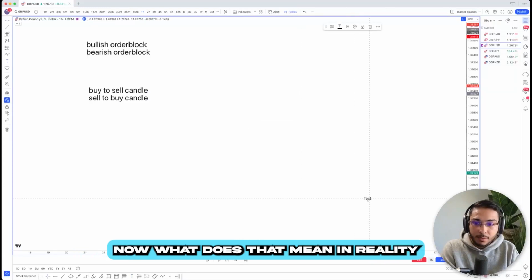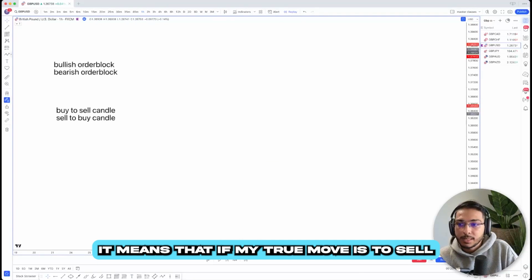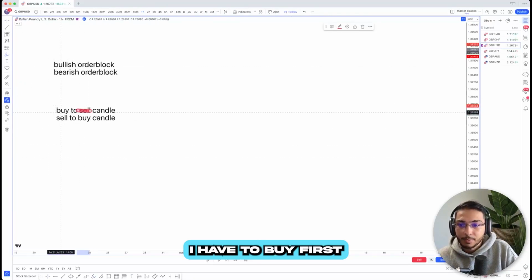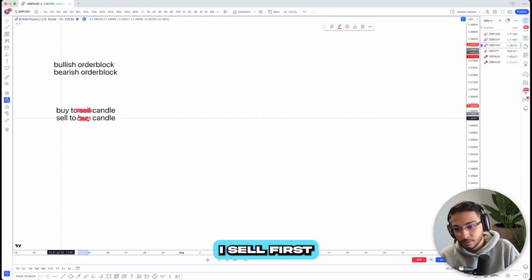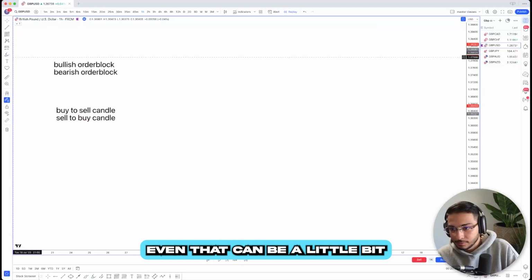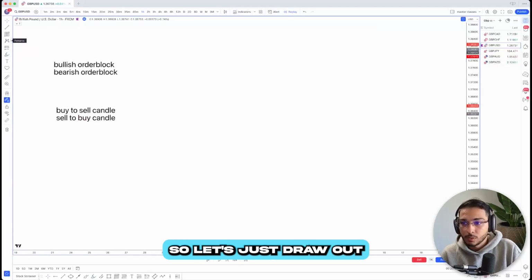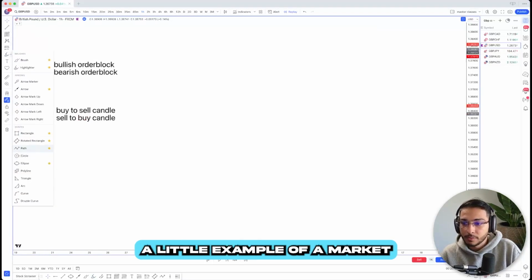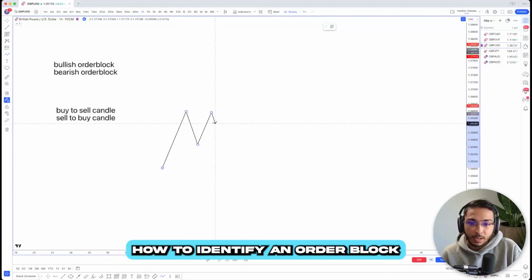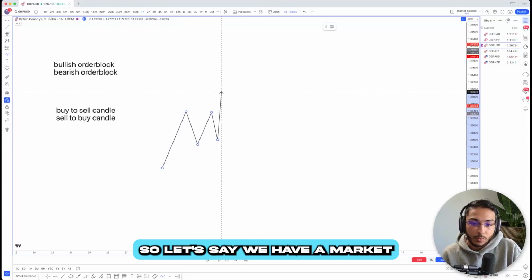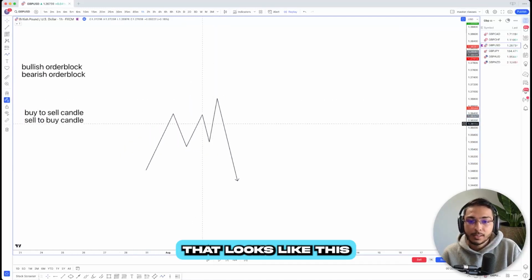Now, what does that mean in reality? It means that if my true move is to sell, I have to buy first. If my real move is to buy, I've got to sell first. Even that can be a little bit hard to understand, so let's draw out a little example of a market and talk about how to identify an order block. So let's say we have a market that looks like this.